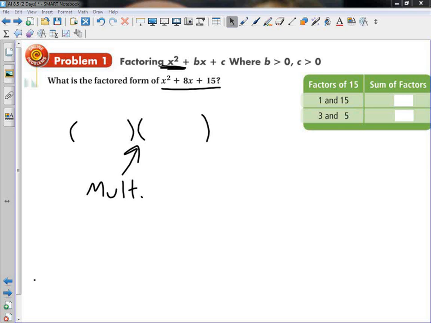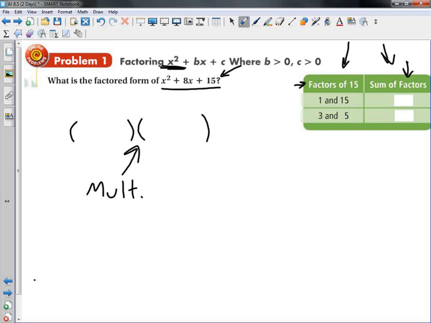and we're going to do this two different ways to get us started. So, first way, all right, and they gave us a little hint here, in this chart right here, where they're talking about factors of 15, and then the sum of those factors, okay? The reason why we're using 15 is because that C value, or that last number there, is 15.